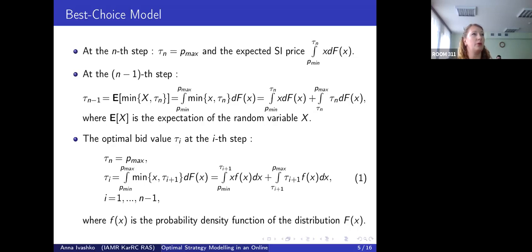And for example, for step i, we obtain that the threshold strategy tau i is equal to an expectation. And we see in this formula that if the current price is less than tau i plus one, the threshold from the next stage, then the player and user win the auction and obtain this payoff. And if the spot price is greater than tau i plus one, then the player doesn't win the auction at the i-th step and moves to the next step and obtains the expected cost from the next step.